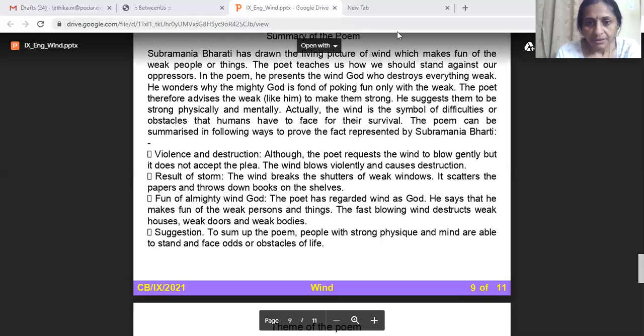So you can read through that poem, and there are some question answers at the end of the poem. You can try to answer those. If you have any problem while answering, you can discuss it in the next class.